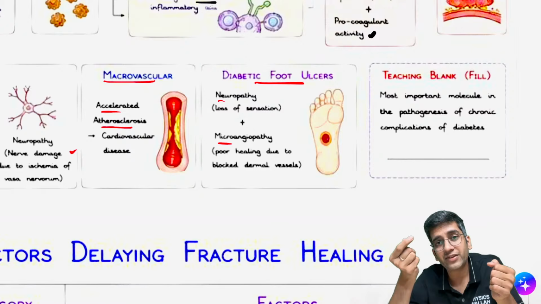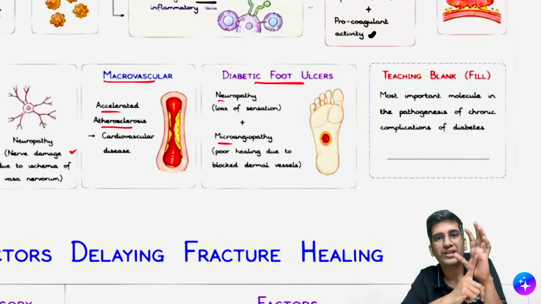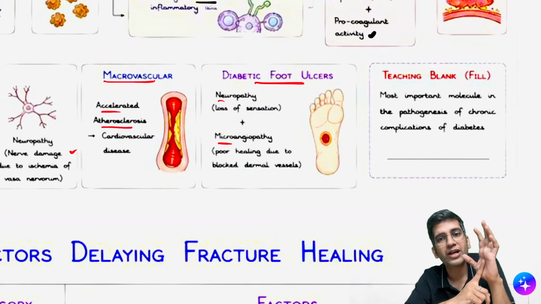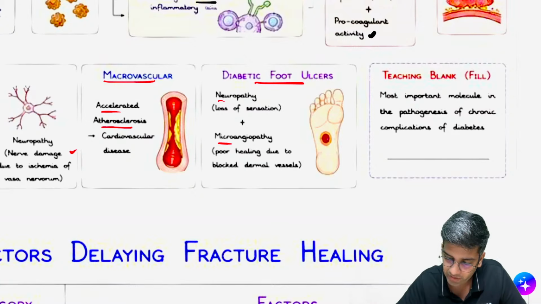Second, on top of that, I have microangiopathy. There's a tiny ulcer which would heal. For healing, I need granulation tissue, right? When you don't have granulation tissue, what will happen? It will not heal. That's why you have chronic non-healing foot ulcers. It's a very, very classical complication of diabetes mellitus, right?